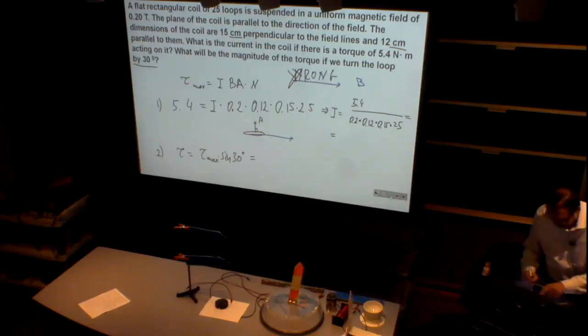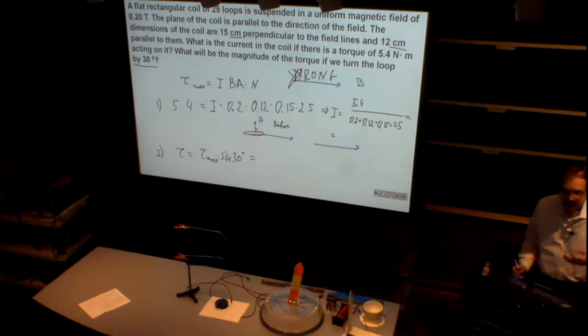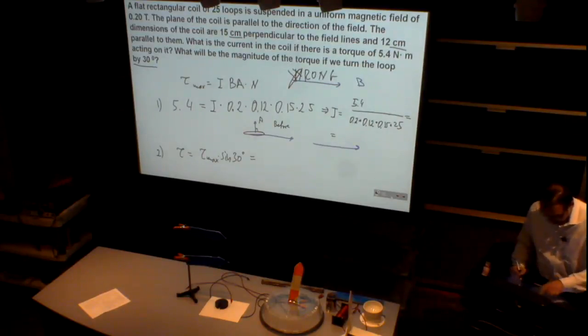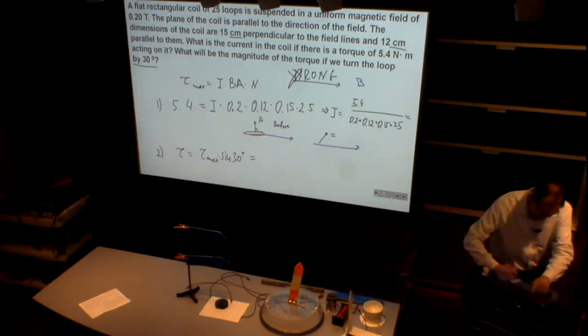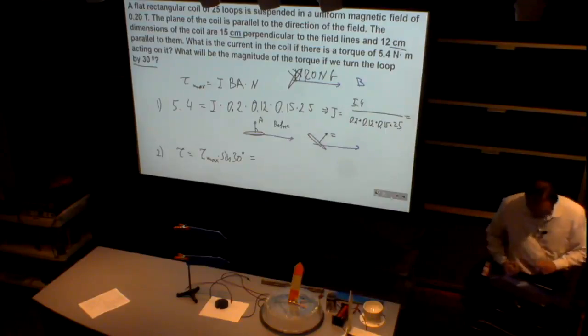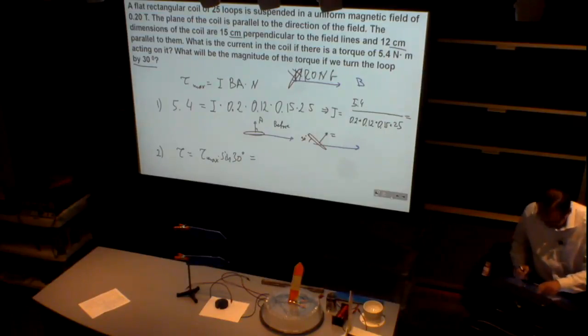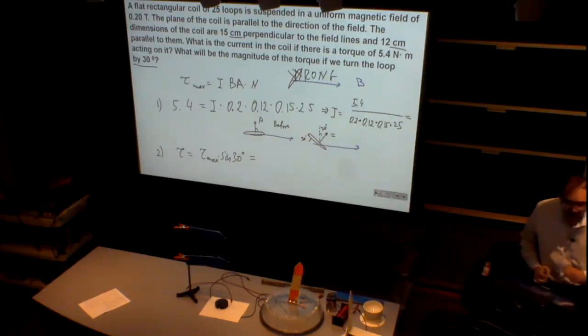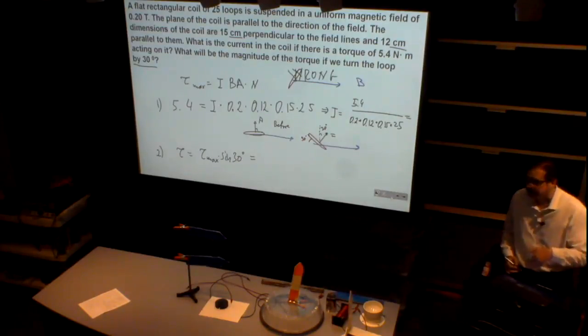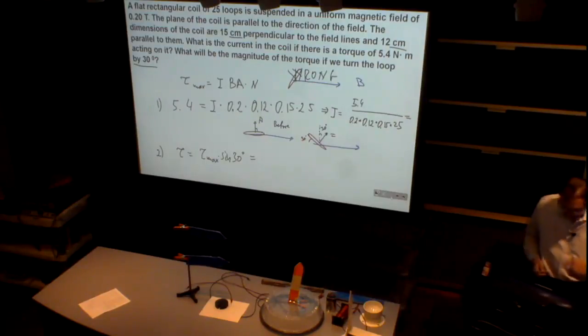This is a picture before something happened, and now we have to draw a new picture. When change happens, we always have to show both the initial state and the final state. By 30 degrees, my area vector will be directed differently. This will be my new orientation of the loop, and 30 degrees is this angle between the initial orientation of the area vector and the new orientation.